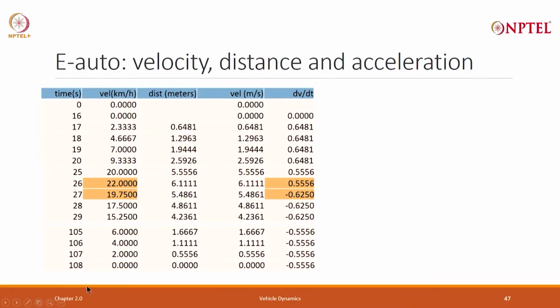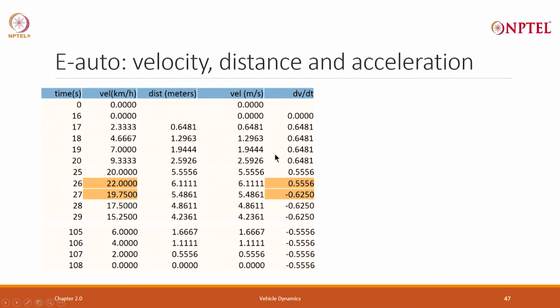You start with at different times 0, 1, 2, 3, 4, 5, 6, 7, 8. Now, why have I not shown after 0 straight away 16 seconds? Because 0 to 15 seconds is supposed to be idling. So, everything will be 0, 0, 0. I have just not shown it out here. From 16 seconds onwards, you see the velocity is going on increasing. I put the kilometer per hour, we convert it into meters per second. We actually compute the distance that it travels and the acceleration.